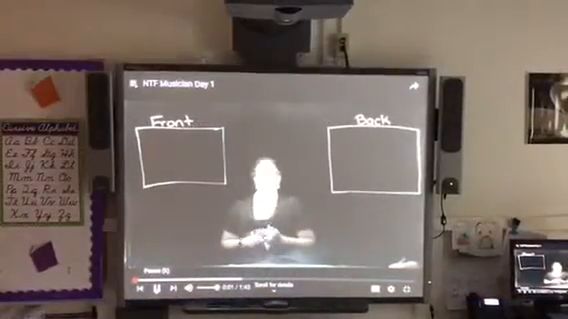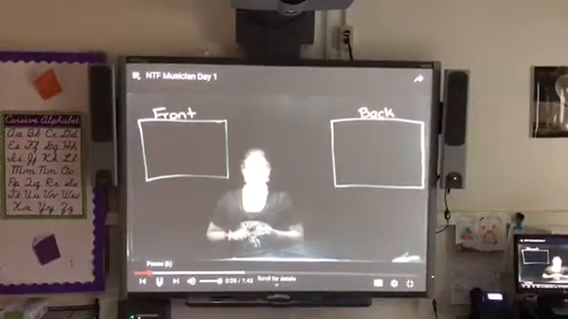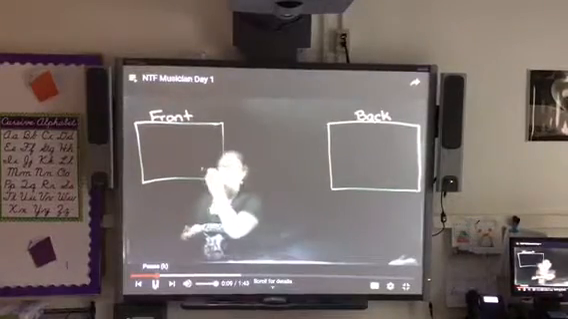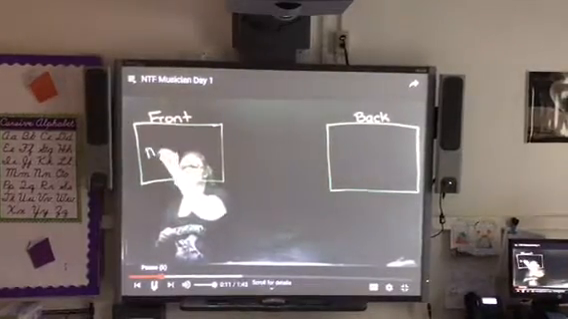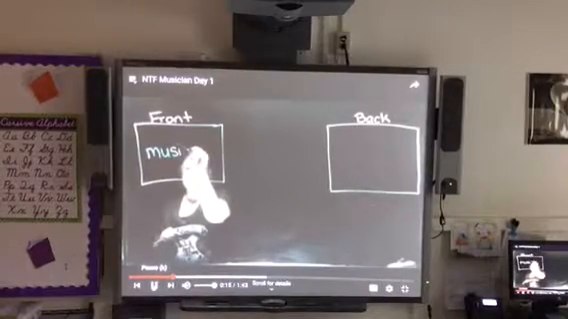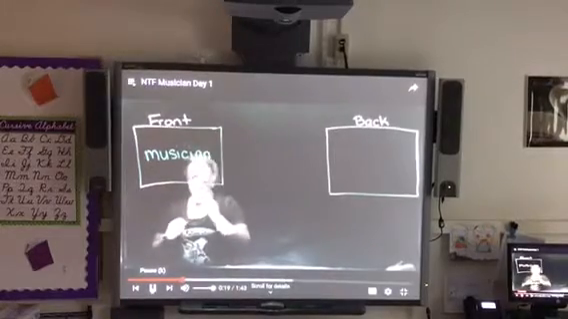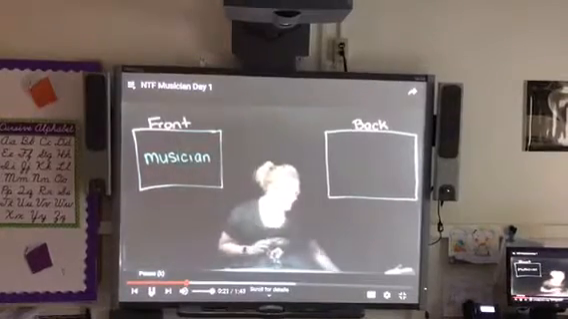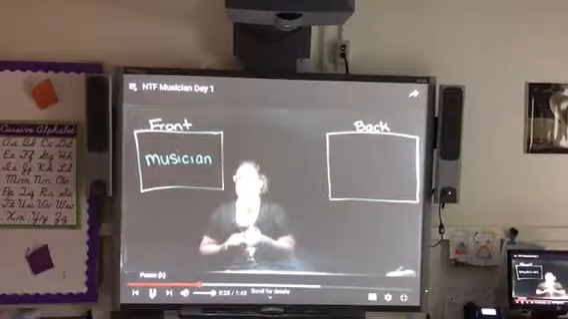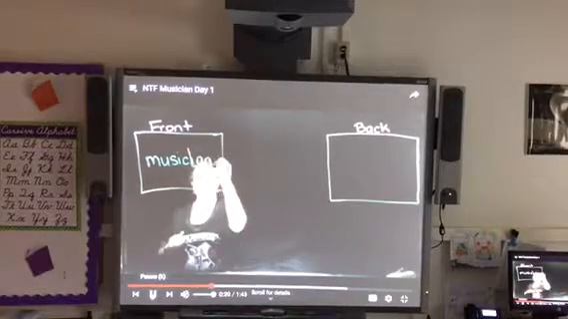Hey guys, today we're doing day 1, Monday of Nifty Thrifty 50. Our word for day 1 is musician, so on the front of your index card I want you to write the word musician. M-U-S-I-C-I-A-N. Now, for musician, we have a suffix at the end of our word and it changes our meaning. So I want you to put a box around I-A-N. That's our suffix.